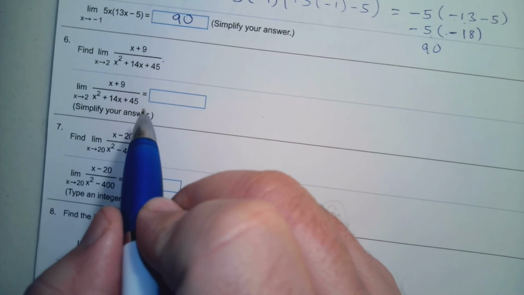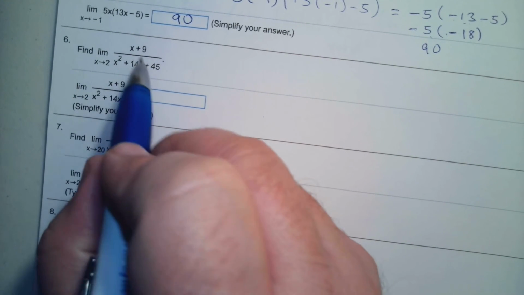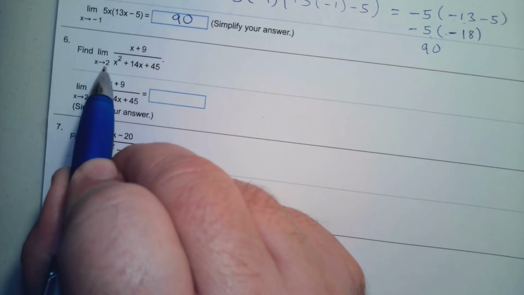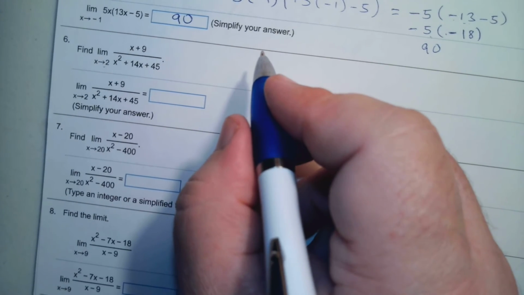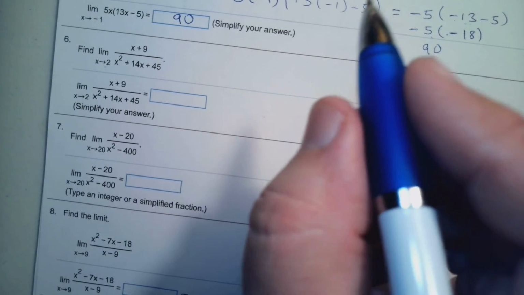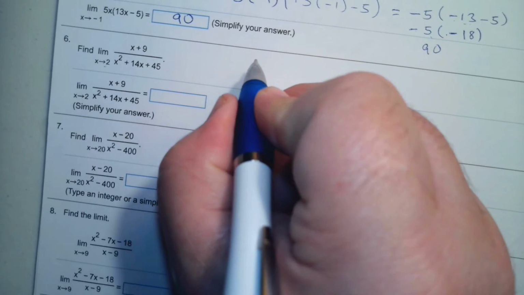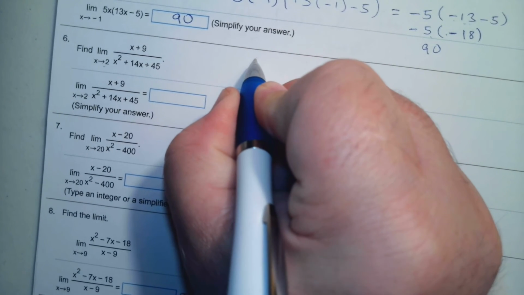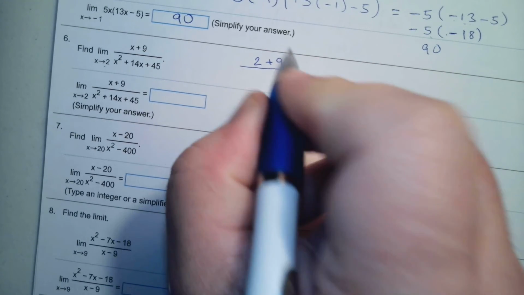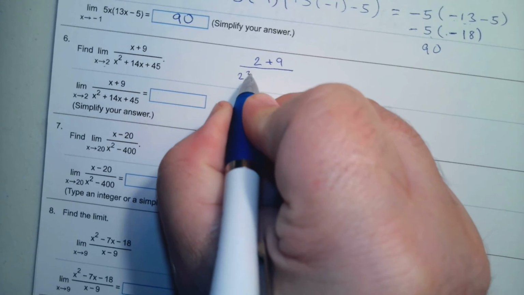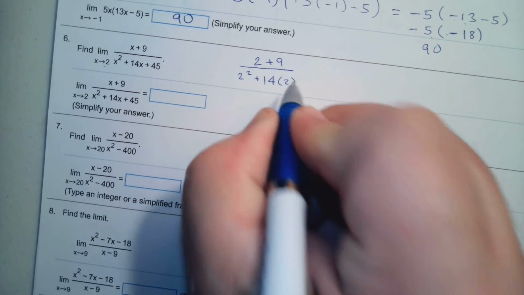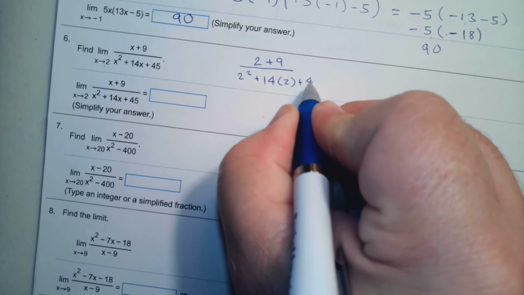Okay, we have a rational equation. If we plug in the value, this is not a restricted value. So we'll just plug it in there, see what happens. I'll put it over here. So 2 plus 9, 2 squared plus 14 times 2 plus 45.